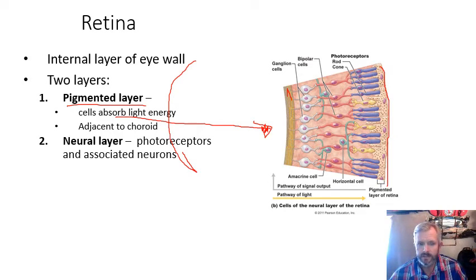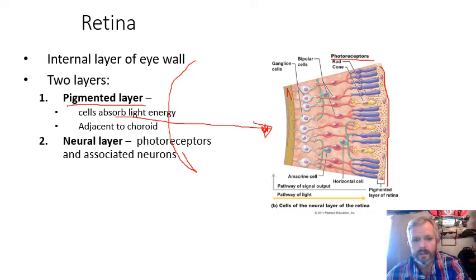What's it going to do? It helps absorb light energy. Pigments are absorbing light. We're going to see our photoreceptors have pigments in them that help absorb the light, and that's what's going to cause the stimulation of our photoreceptors. Okay, our pigmented layer is associated with the photoreceptors. We're going to see they're almost like astrocytes, and they are support cells for these photoreceptors. The ones that are going to respond are going to transduce the light energy.